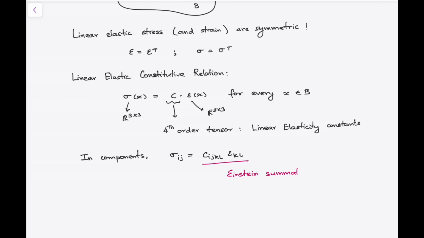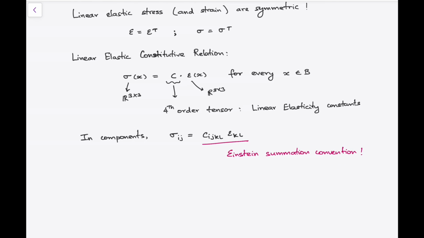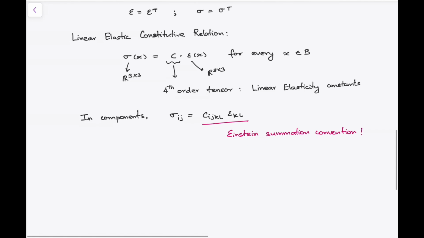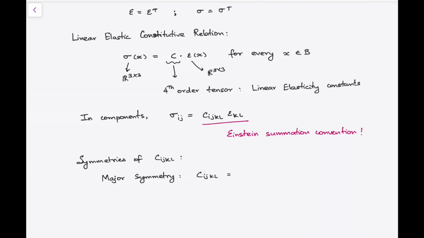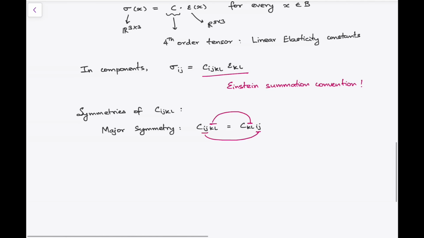In this particular video, I will assume the Einstein summation convention, which means that repeated indices are summed up. As I said earlier, there are a few important symmetries of the linear elasticity tensor that you should know. The first is what is called a major symmetry, which says that if you interchange the first two set of indices with the second two, the value of the tensor remains unchanged.